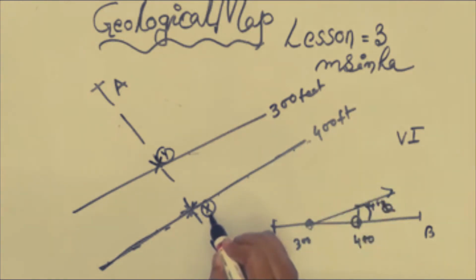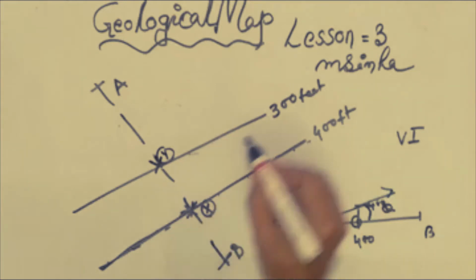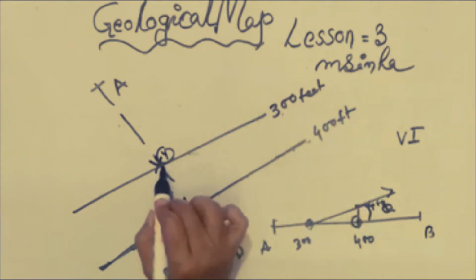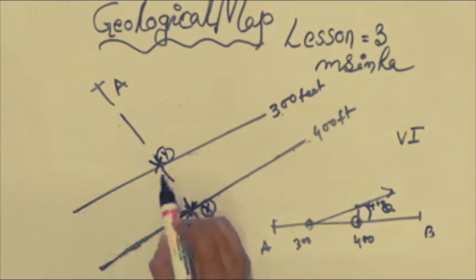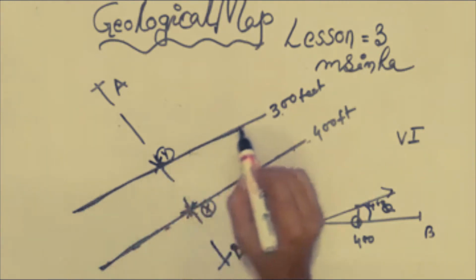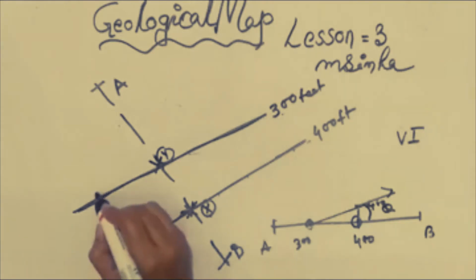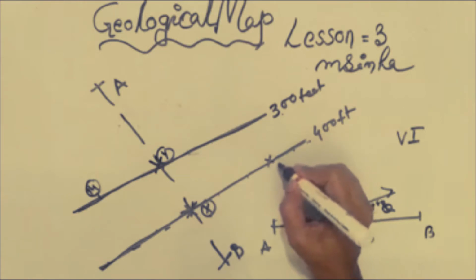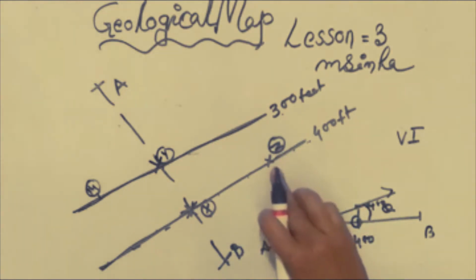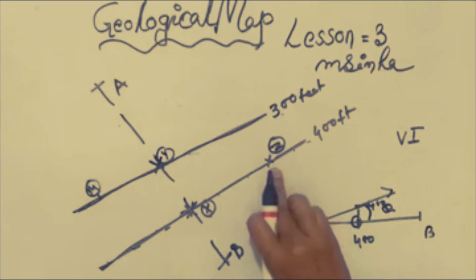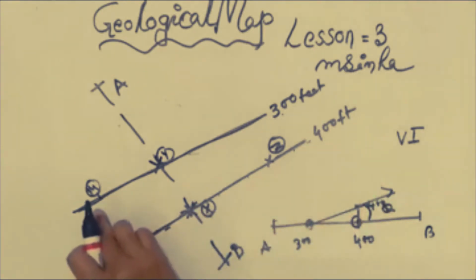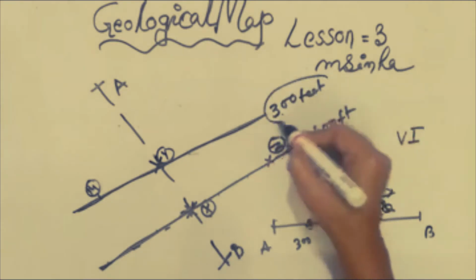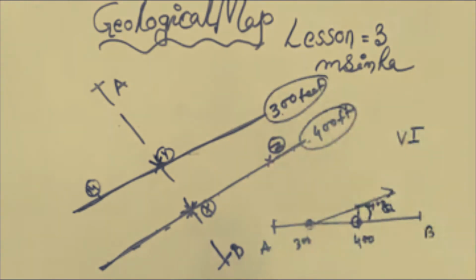So your friend X is standing above the 400 feet, and Y is standing here. The height throughout this linear distance is 300 feet. Suppose M is standing here. The height of your friend M is above the 300 feet. Suppose your friend Z is standing here. The height of Z is 400 feet. Throughout the linear distance, throughout the strike line, height value is uniformly distributed.